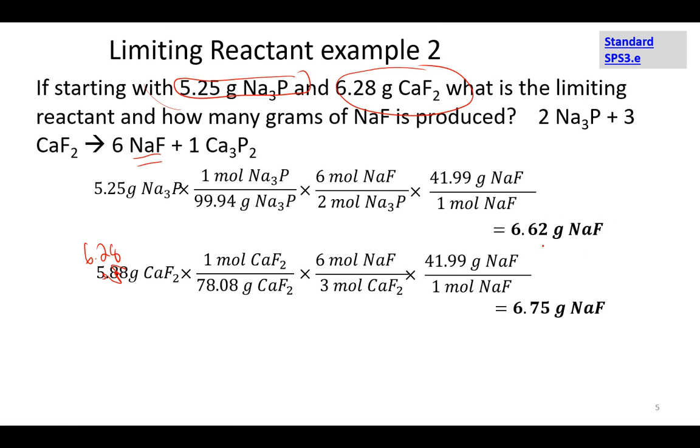So notice this time, this is the smaller mass produced. So this would be my theoretical yield, and my starting substance would be my limiting reactant. It would be the thing that runs out first.